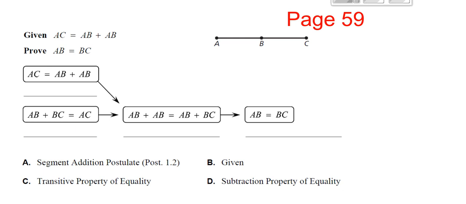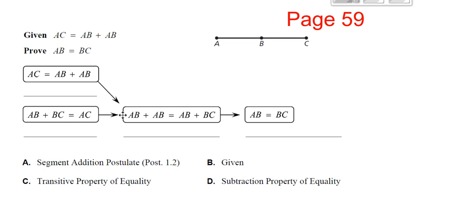So on page 59, you'll see this proof. What we're looking at, remember the structure of our proof, is a different structure than a two-column proof, but a flowchart proof. Notice our beginning statements are going to start to our left, and as we move right with our arrows, we'll get to our conclusion.